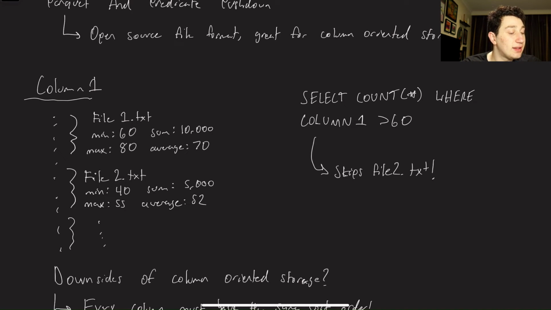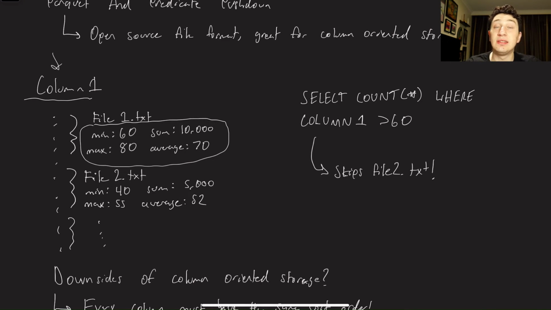And the really nice thing about this is that what it'll actually do is it'll take a column, like so. As you can see, we've got column 1 right here, and it'll divide the values into a bunch of different chunks. And so as you can see, the first few values of the column go into file 1.txt, the next few go into file 2.txt, and then so on, basically until you reach the end of those values. And within these files, we actually store some metadata about the data points in them. So for example, if they're numeric, we might have the minimum value, say 60, the maximum value is 80, the sum of the values 10,000, and the average is 70.